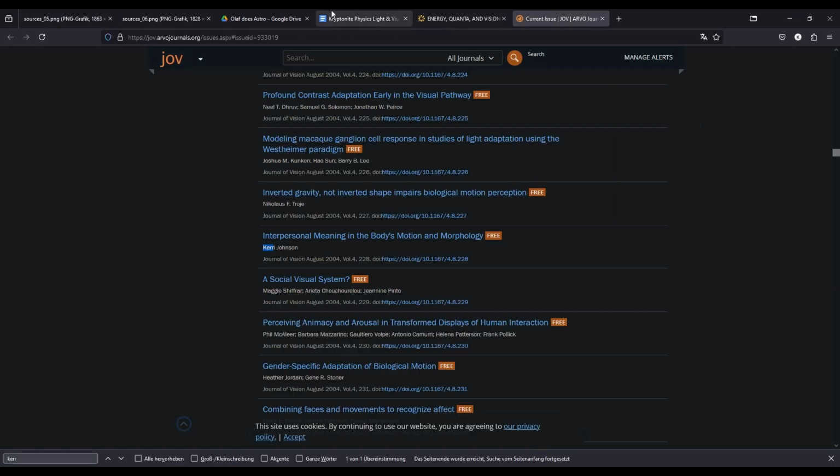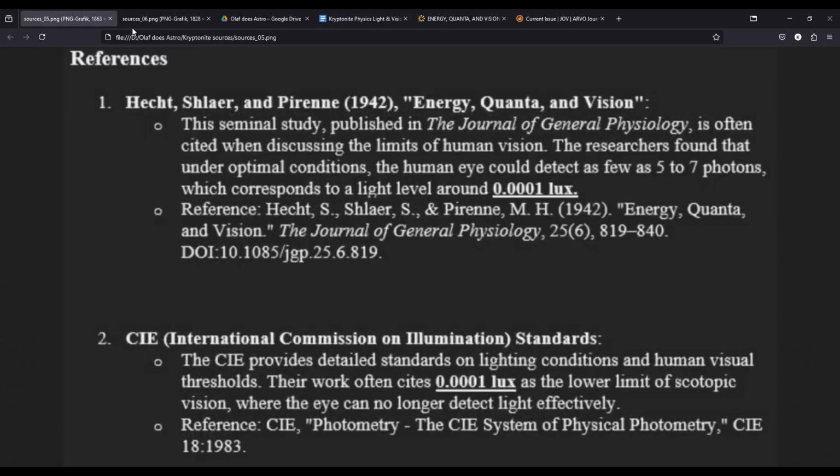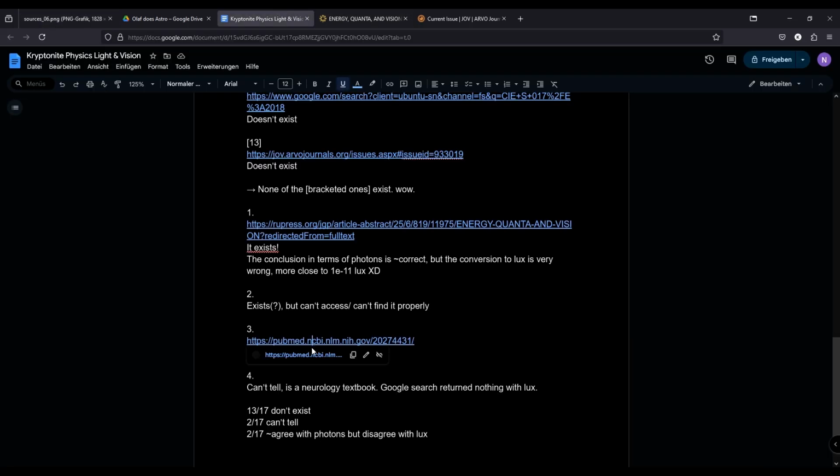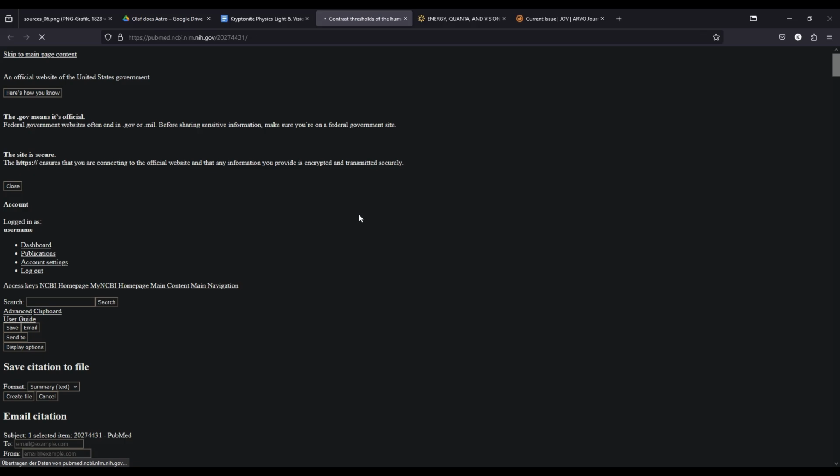Good. Let's move on. Now, number 3. The vision of radiant energy. This paper exists. I don't have access to it, unfortunately.